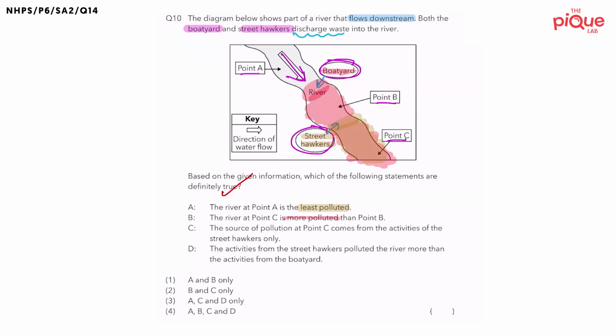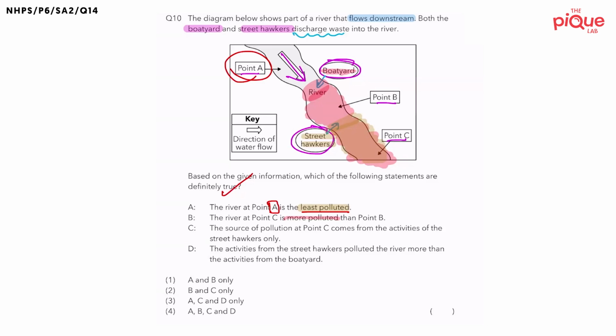Let's look at statement A first. Statement A says that the river at point A is the least polluted. So where is point A in the diagram? Point A is over here, right? So you need to find out whether it's least polluted. When the river is polluted, will the river be highlighted or not highlighted? The river will be highlighted, correct? So in this case, look at point A. Is point A highlighted at all? No, point A is not highlighted at all. What does this tell you? Is point A the most or the least polluted? Point A is the least polluted.